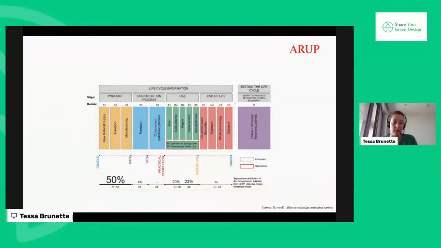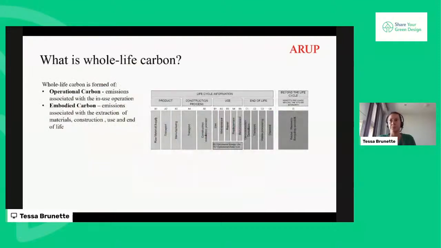And just putting that into the context of a building's life, I'm going to go through this in a little bit more detail shortly, but this is also a diagram from the IStructE. What they show here, when we look at the whole life carbon of a building's life cycle, is that embodied carbon typically equates to 50% of the whole life carbon over a building's life cycle. So there really is an urgent and important impact that we can have if we look at the embodied carbon.